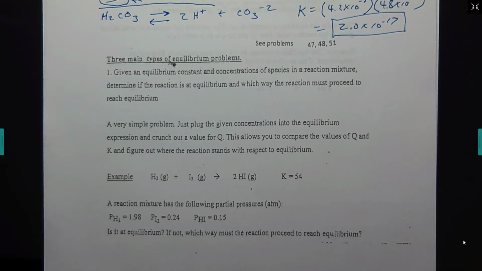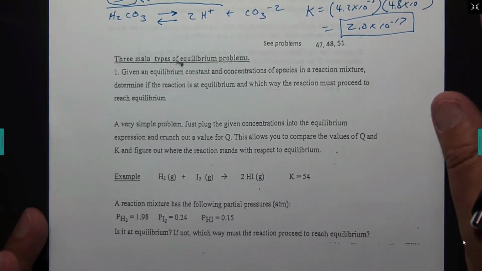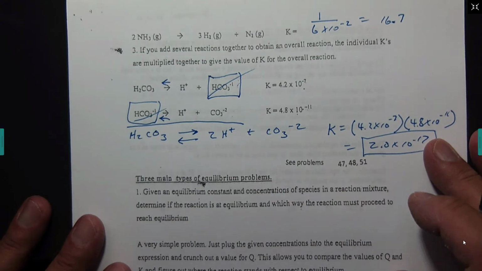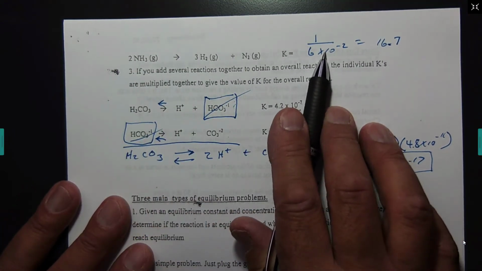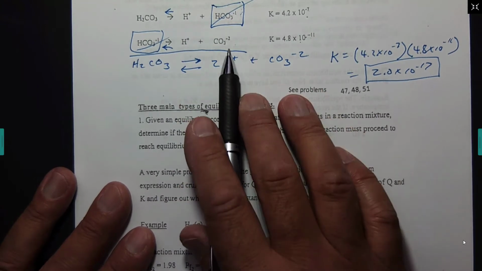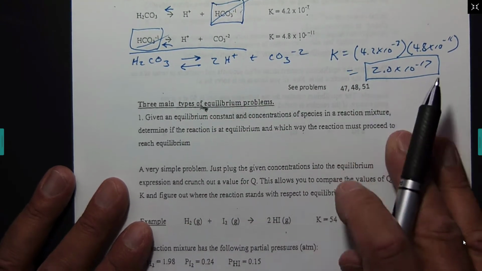Okay, here's the third video on equilibrium and equilibrium type calculations. What you'll find, last time we went through when you manipulate an equation, if you flip an equation, you take the reciprocal of K. You can add two reactions together. If you add them together, you multiply the two values of K.